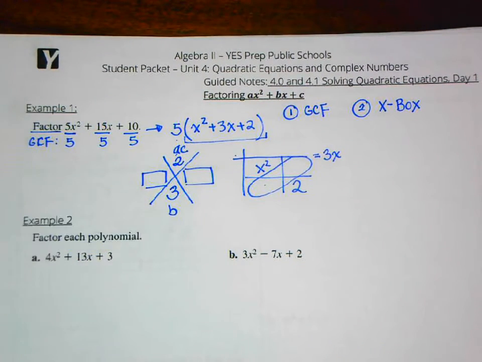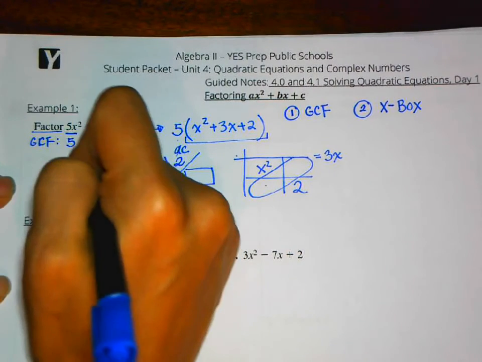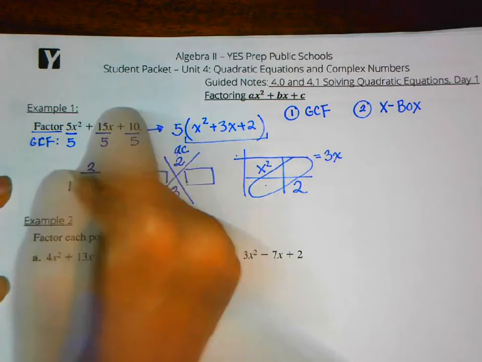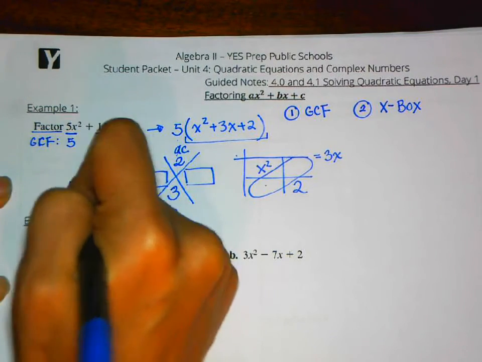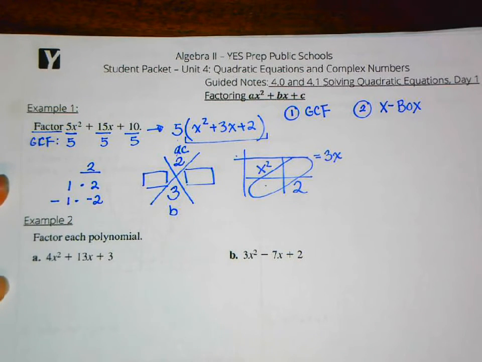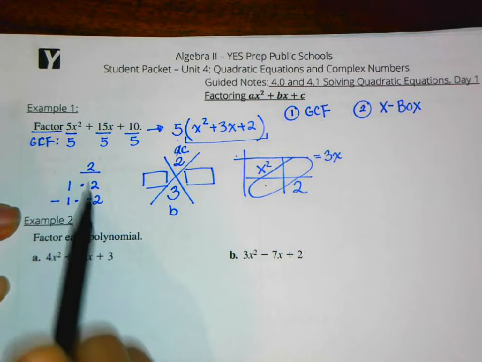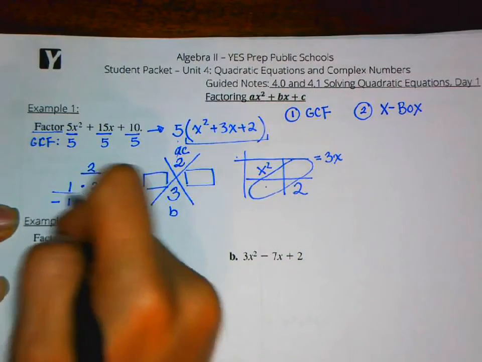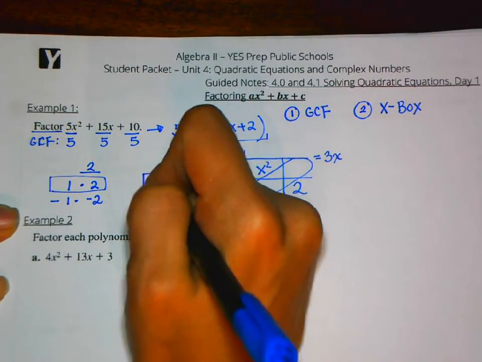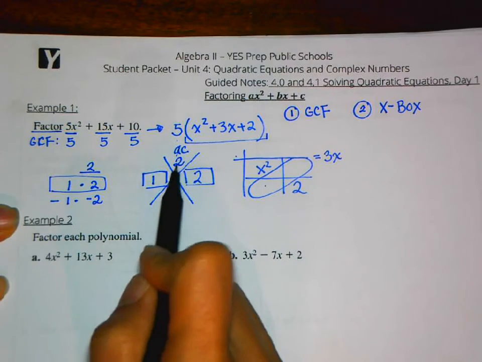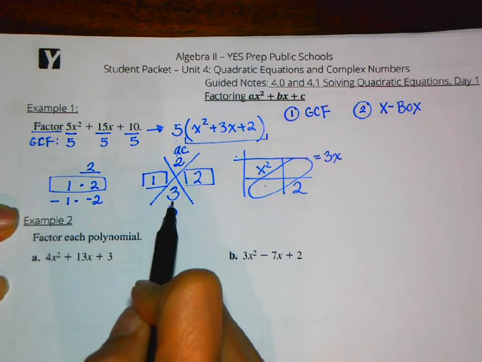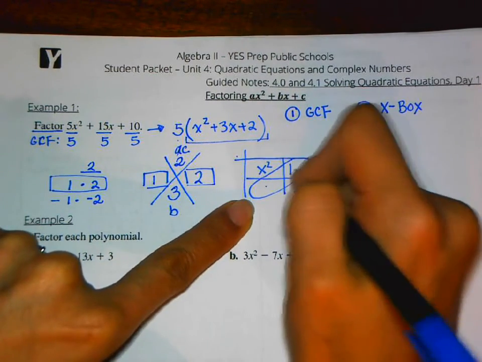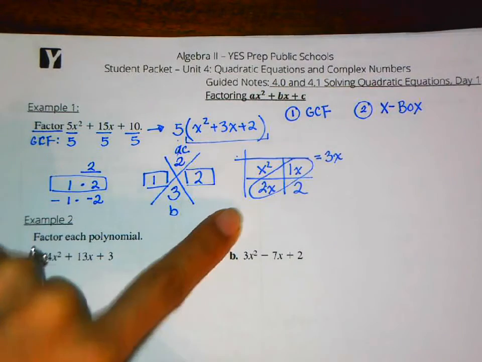Well, I only have two choices. To multiply to get 2, I can either have 1 times 2 or negative 1 times negative 2. Which means, if I'm looking at these two options, which one of these is going to add up to a positive 3? I only have 1 and 2. So that's what goes here. 1 times 2 gives me positive 2. 1 plus 2 gives me positive 3. And these are the two numbers that go in here. I get 1x and 2x.